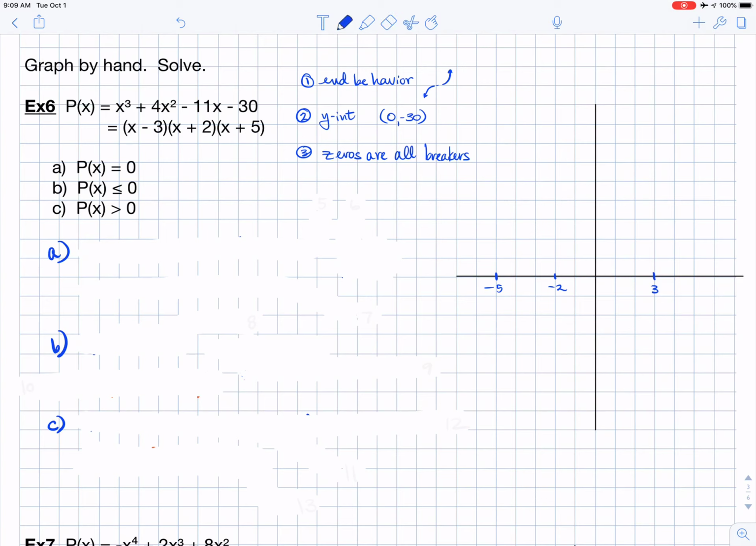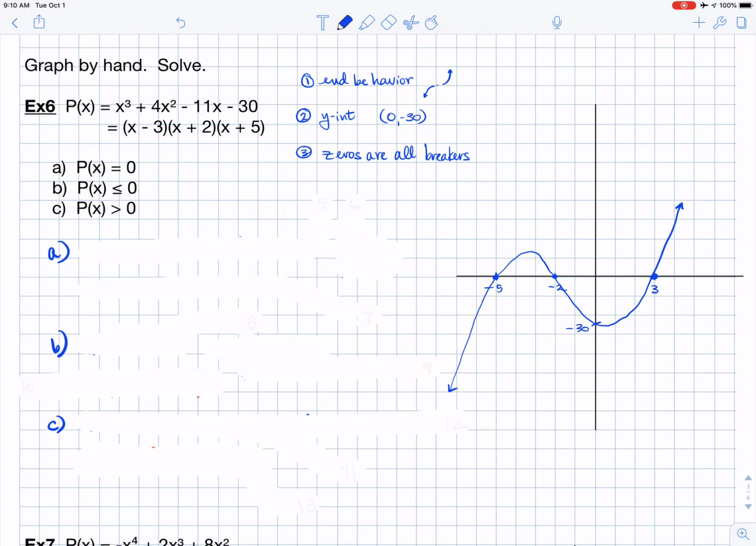I've already marked my x-axis with the 3 zeros. Let's follow our end behavior. So we're going to start at the bottom. We're going to come up and break through the negative 5. Let's break through the negative 2. And then come back to break through the positive 3. Wherever you crossed over the y-axis, just call it negative 30, and that way you don't have to count 30 blocks, which gets a little tedious.